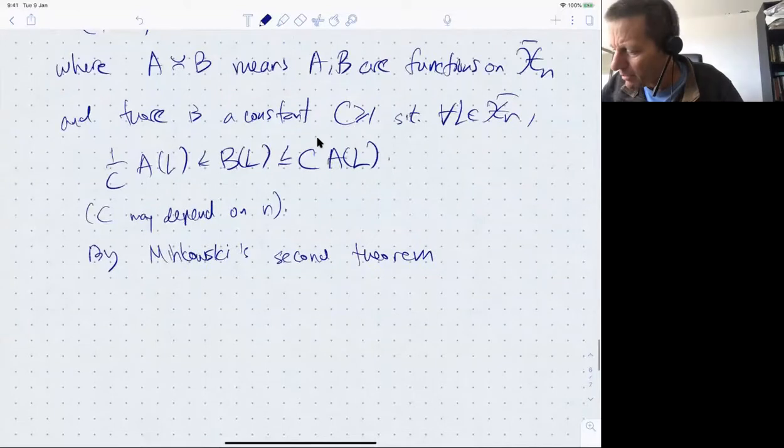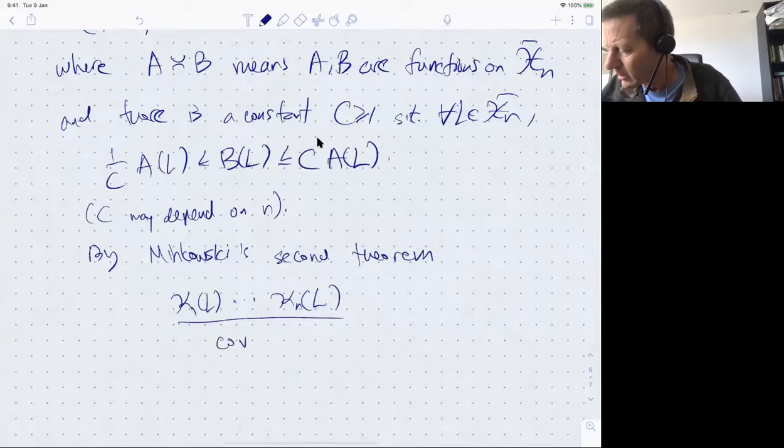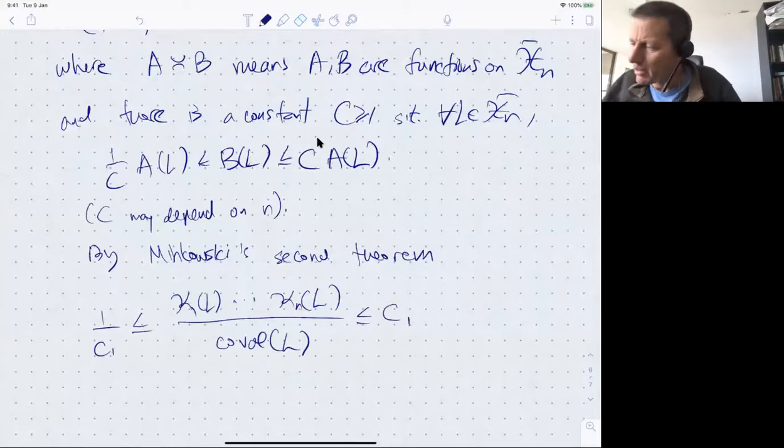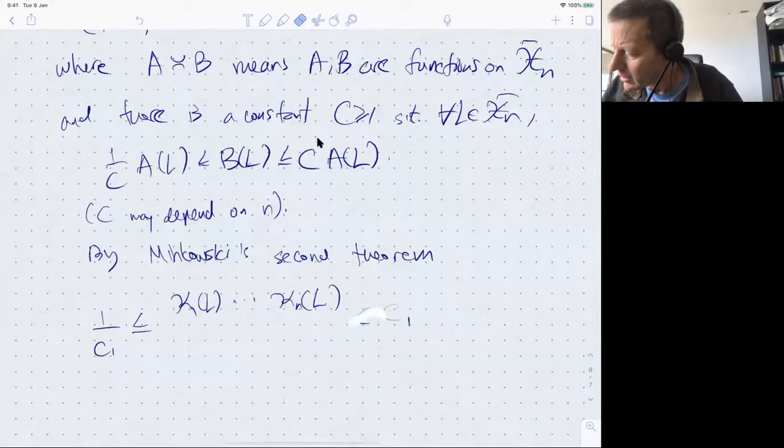The kappa i's satisfy the following bounds. So there is a constant C1. Well, maybe I'll just write it in this form just to make it more consistent.